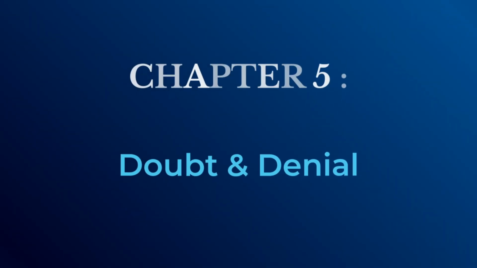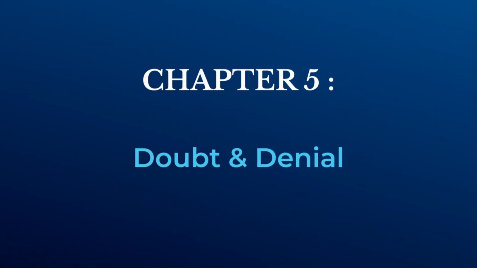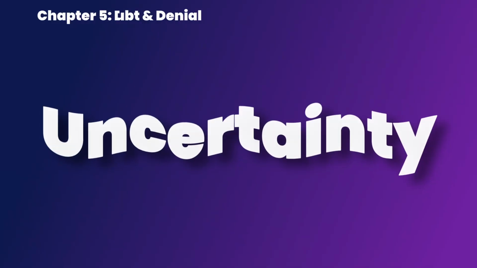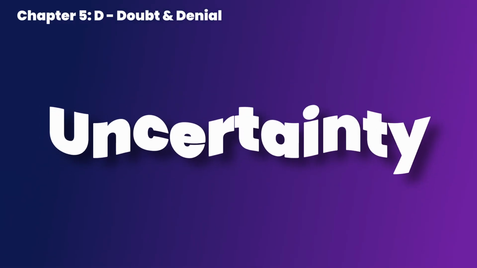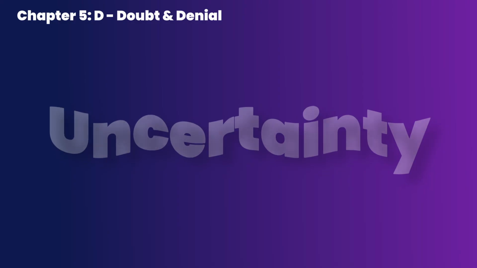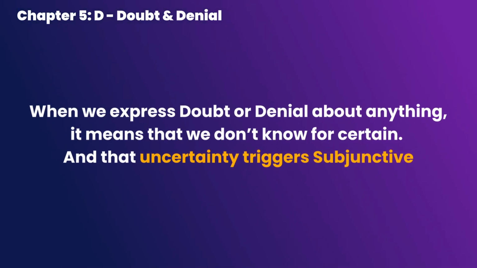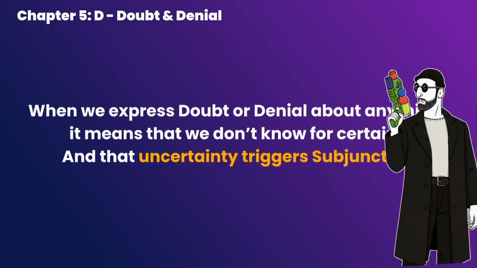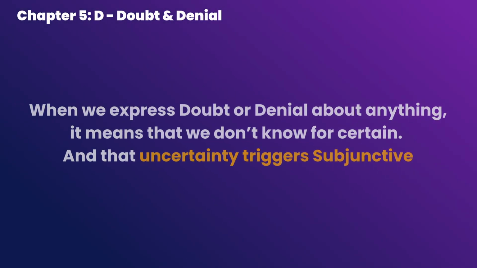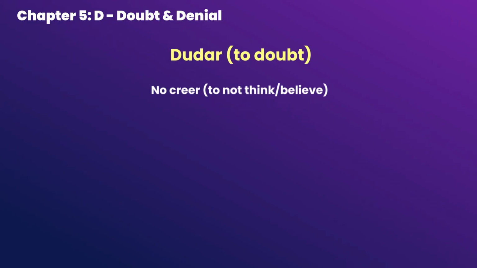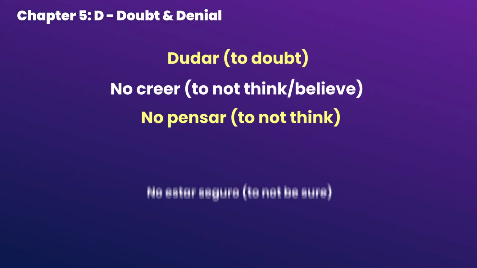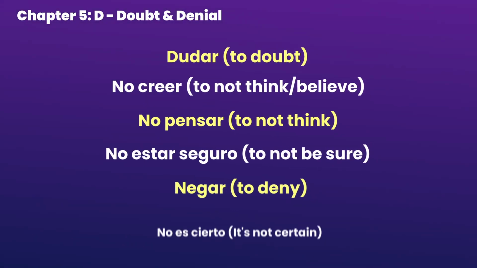Chapter 5. Doubt and Denial. This one should be easy, because this section is all about the uncertainty, and I don't know if you've noticed, but uncertainty has been all we've been talking about in this series. When we express doubt or denial about anything, it means that we don't know for certain, and that uncertainty triggers subjunctive. The verbs we're gonna need are dudar, no creer, no pensar, no estar seguro, negar, no es cierto.